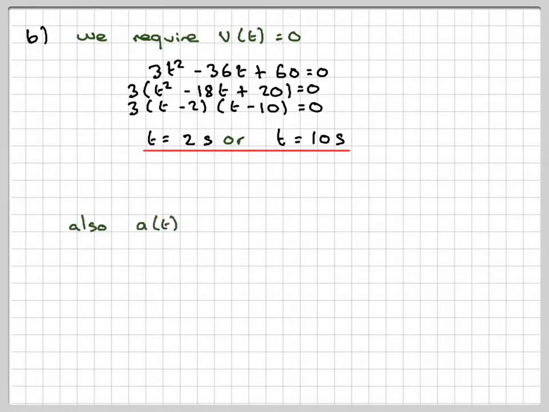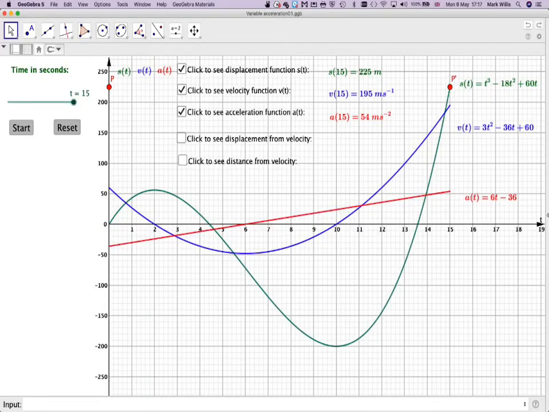For the acceleration equal to 0, we just need to put 6t minus 36 equal to 0, so 6t is 36, and then t is 6 seconds. Again, we can get that from the graph. Just going back to the graph, we can see here when t is 6, the acceleration changes from being negative to positive.